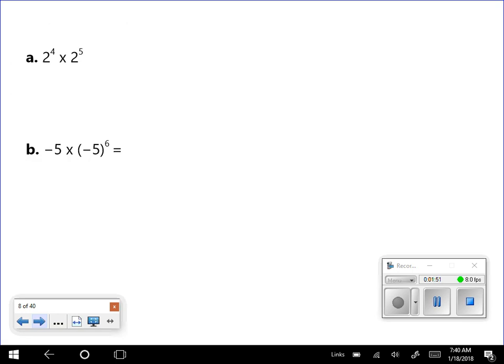We have 2 to the 4th times 2 to the 5th. Our base is the same, so we're good to go there. We just need to add our exponents. We could write it all out, but there's no need. Our rule tells us if we have the same base, we add our exponents. So 2 to the 9th is our answer.